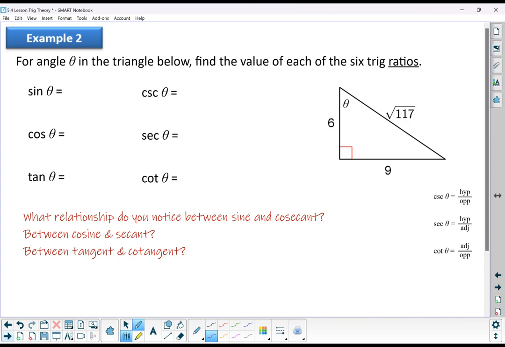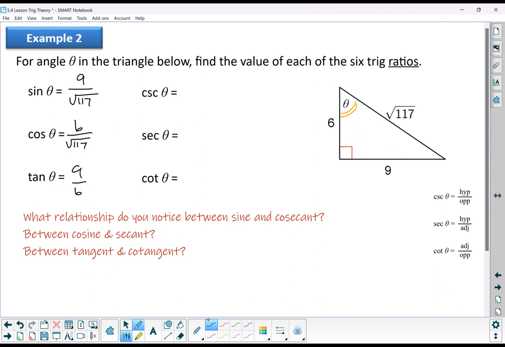So for this triangle, we're going to give all 6 trig ratios for angle theta. Theta is the angle up at the top of the triangle, so that's our vantage point, our reference angle. We're going to give the sine, cosine, tangent, cosecant, secant, and cotangent of theta. Sine, cosine, and tangent are easy ones. The sine of theta is opposite over hypotenuse, 9 over root 117. The cosine would be adjacent over hypotenuse, and the tangent would be opposite over adjacent.